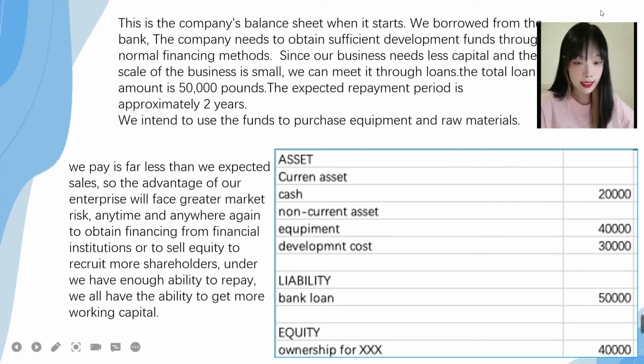This is the company's balance sheet when it starts. We borrowed from the bank. The company needs to obtain sufficient development funds through normal financing methods. Since our business needs less capital and the scale of the business is small, we can make it through loans. The total loan amount is £50,000. The accepted repayment period is approximately 2 years. We intend to use the funds to buy equipment and raw materials.